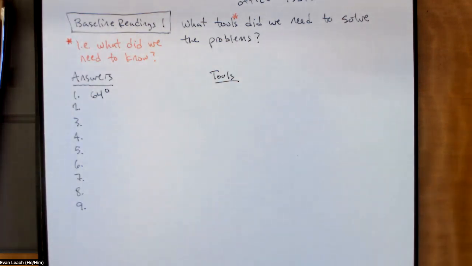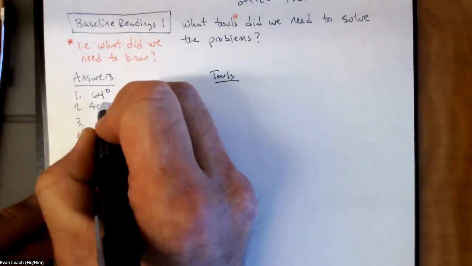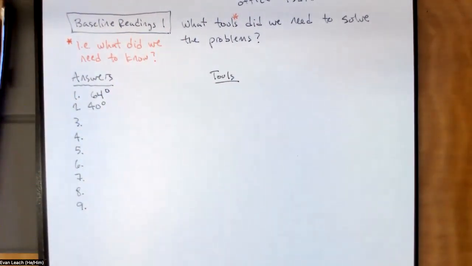In question number 2 it said, an isosceles triangle contains a 100-degree angle. What are the measures of the other 2 angles? 40. They're both 40 degrees. Very good. How about question number 3? An isosceles triangle contains a 72-degree angle. What are the measures of the other 2 angles? 54.